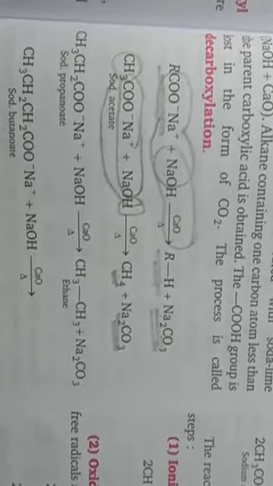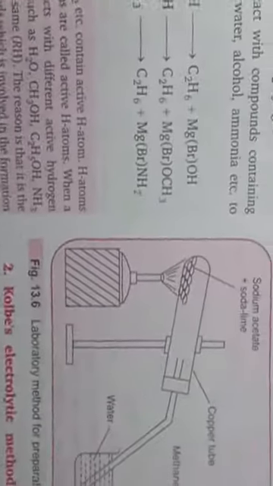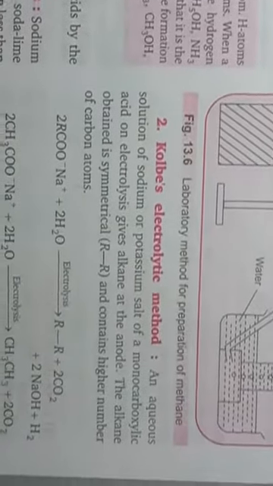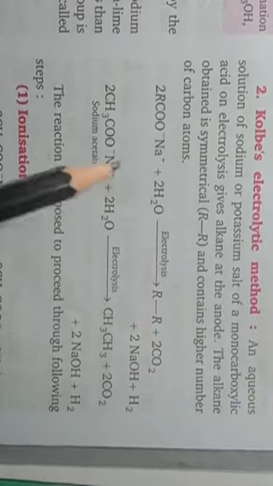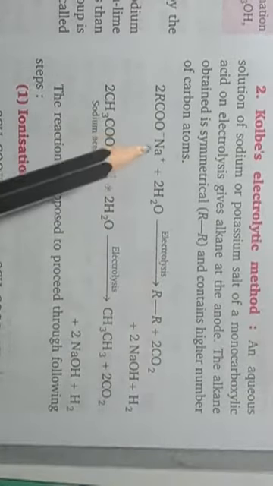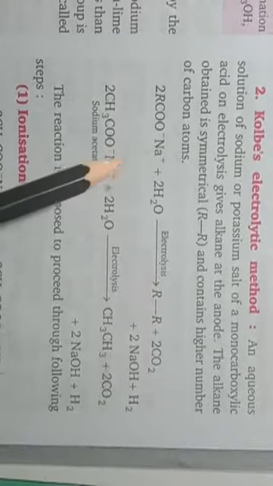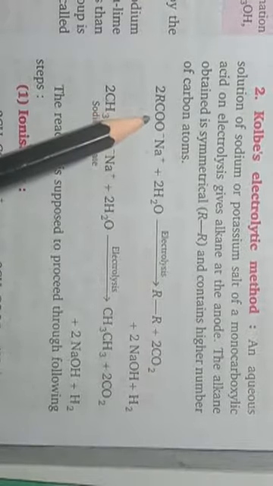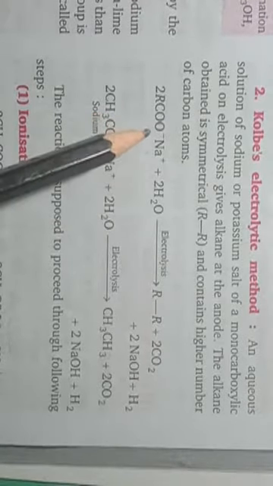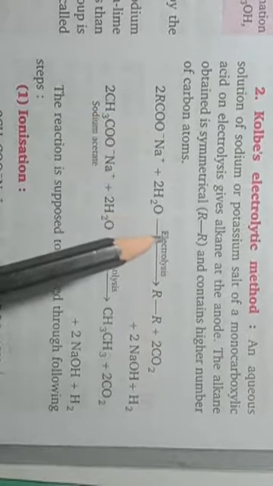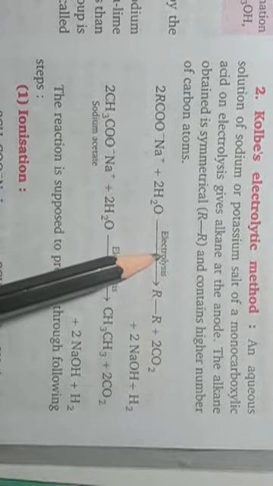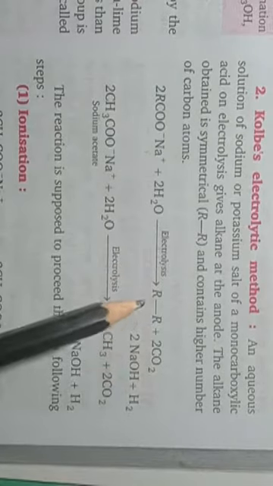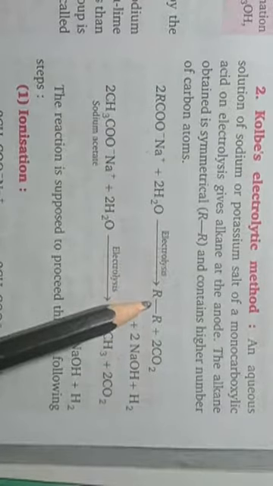The next reaction is Kolbe's electrolytic method. So in this reaction, sodium or potassium salt of acids are electrolyzed in an electrolytic cell, and due to the electrolysis we get alkane at the anode.